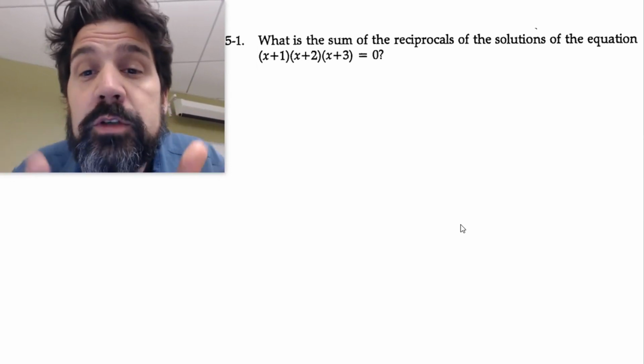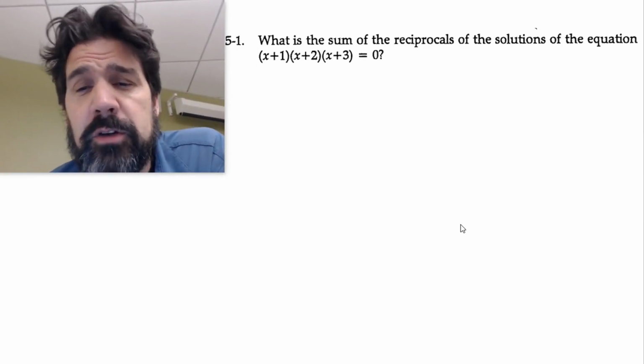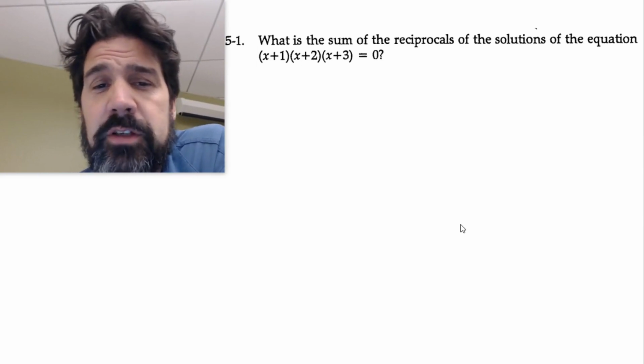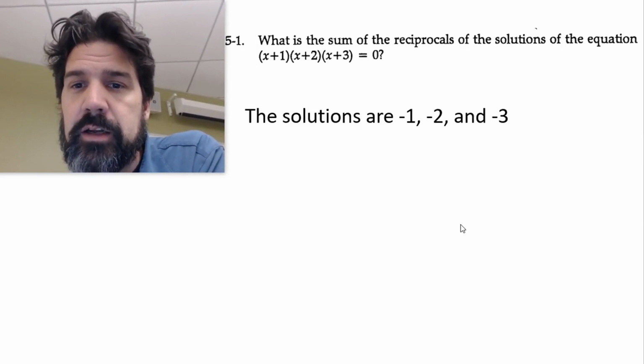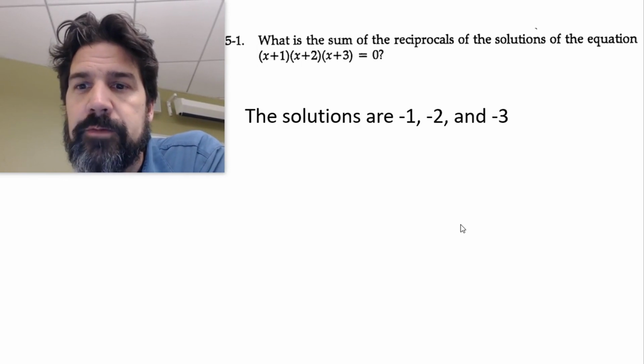It equals 0 when x is negative 1. When does x + 2 equal 0? It is when x equals negative 2, and x equals negative 3. Those are your 3 solutions. But again, if you're not 100% sure, plug it in your calculator. Your Inspire will do this for you.